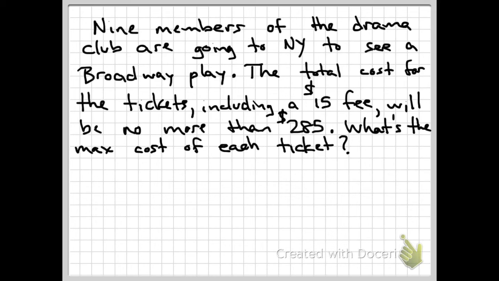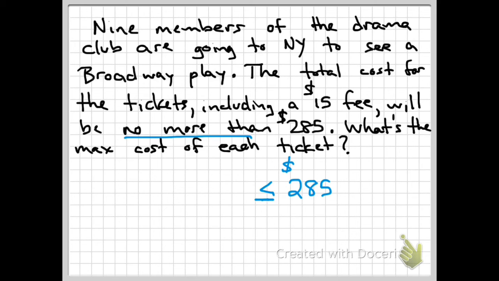9 members of the drama club are going to New York to see a Broadway play. There's 9 people. The total cost for the tickets, which includes a $15 fee, will be no more than $285. What's the max cost? All right, a lot going on at once here. Well, we know that no matter what, we're not paying more than $285. So no more than, which you can go back to our inequalities when we talked about the phrasing of inequalities. That means, yeah, we could pay less than that, but we also could pay exactly $285.